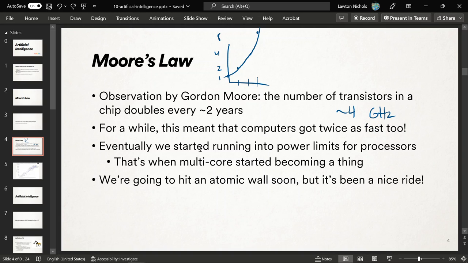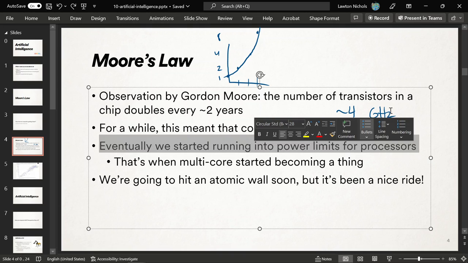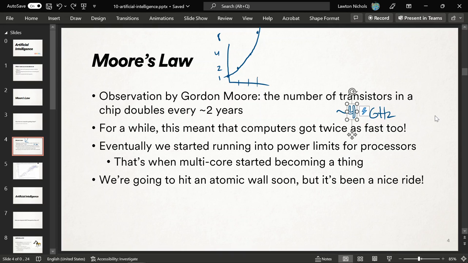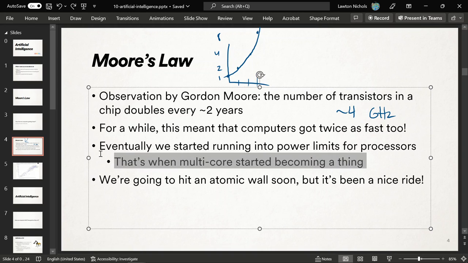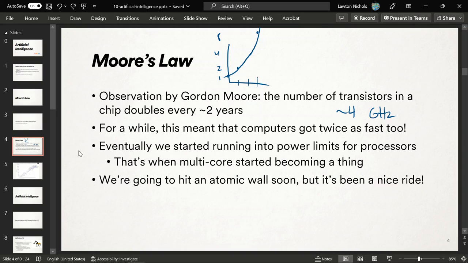The solution was, okay, we have power limits. We can't make a single CPU chip faster. So how about we put a bunch of CPUs in your CPU? That's when the multi-core era became a thing. So now you buy a computer, it has like 4 cores in the processor, 8 cores in the processor. That's the idea. It's got little mini CPUs inside of your big CPU. At least that's how I want you to think about it. You'll have to wait until CSCI 45 to learn more about this stuff.